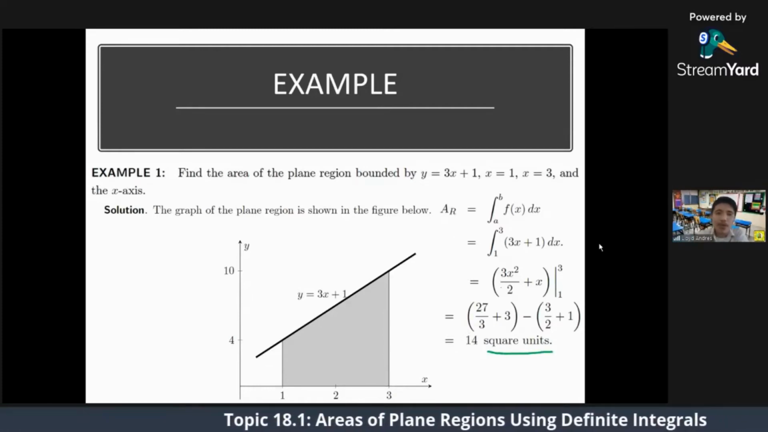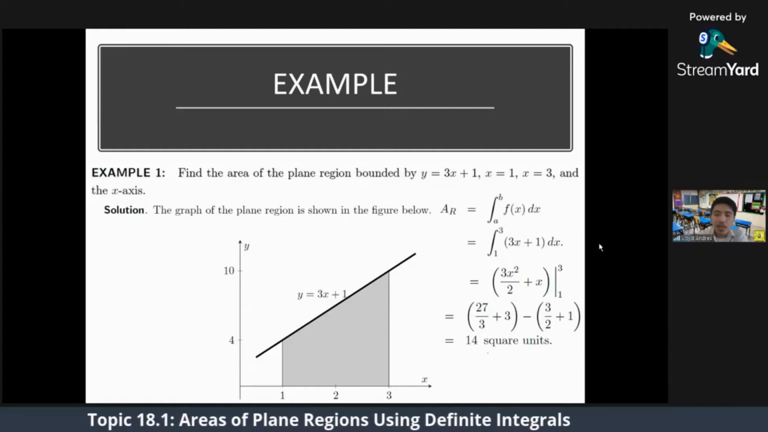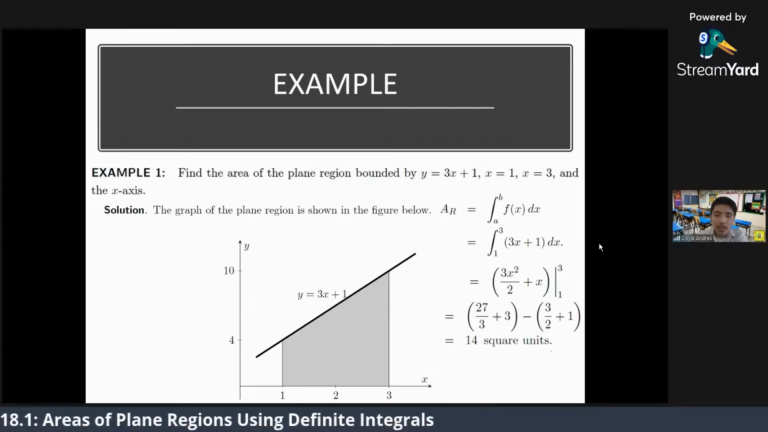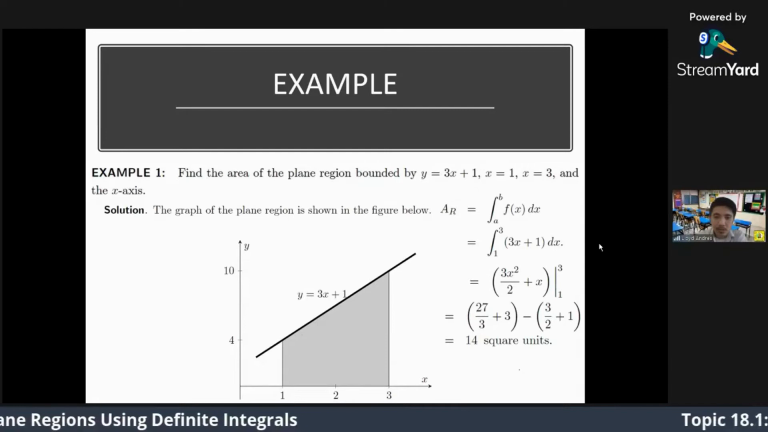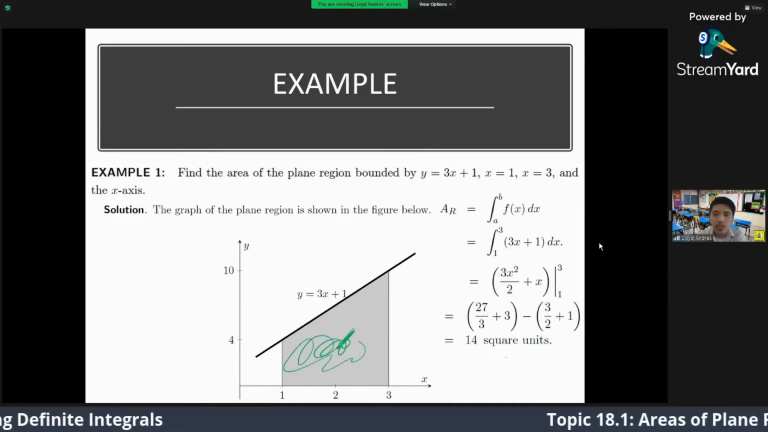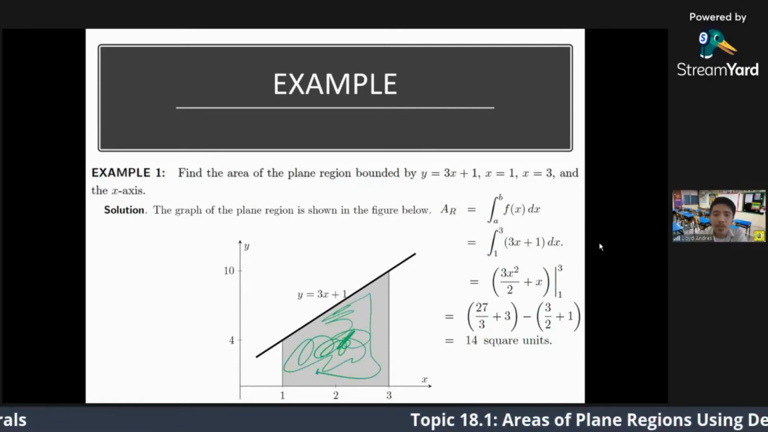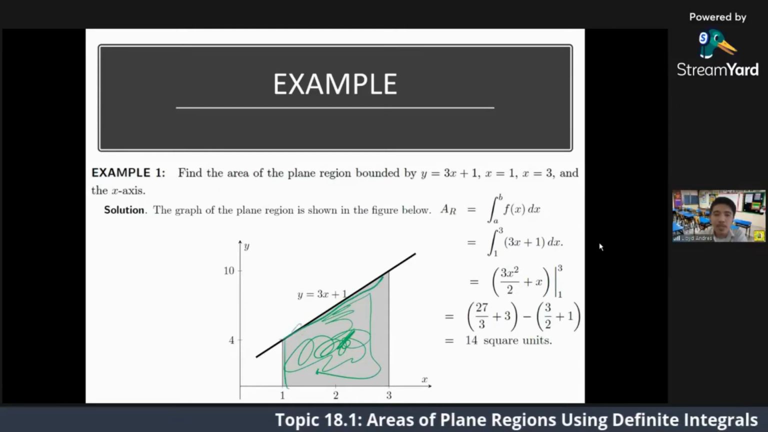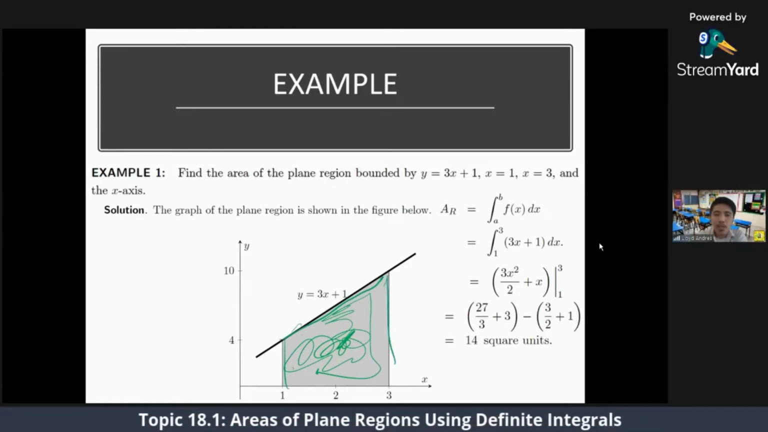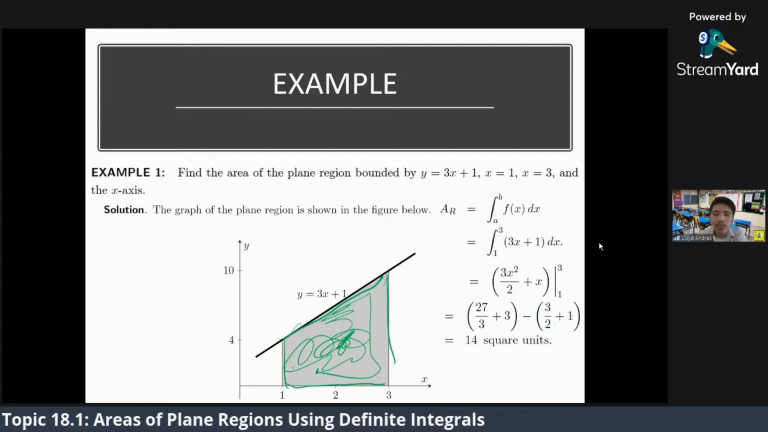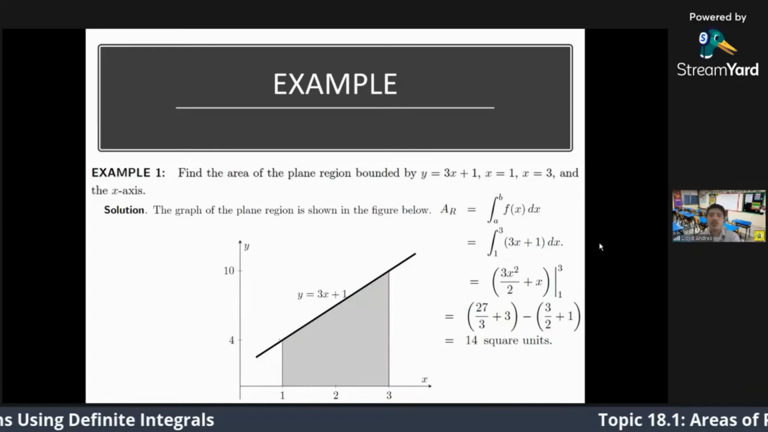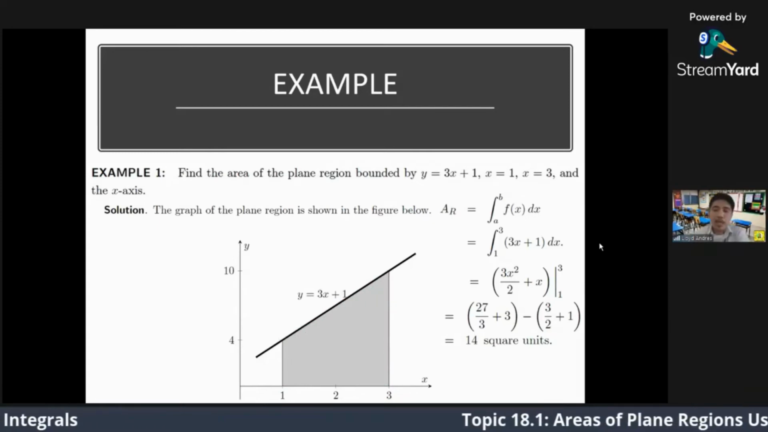So therefore, the area of this shaded gray region, bounded by this curve, these two vertical lines, and the x-axis, if we solve for it, will be 14 square units. That is the application.